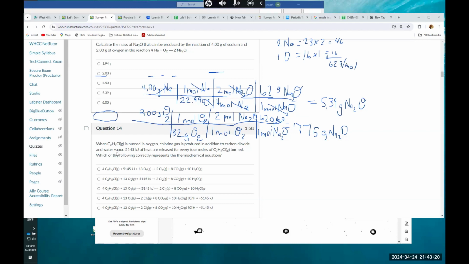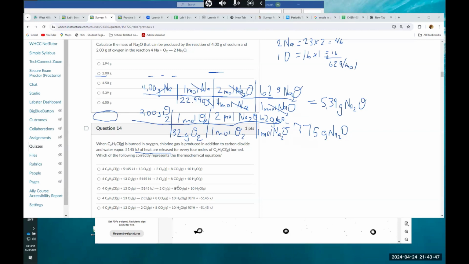Okay, there's a couple of hints here. It says released. What does that mean? Is our reaction exothermic? So the kilojoules should be on the reactant side, or on the product side? I mean product, sorry. I got ahead of myself.